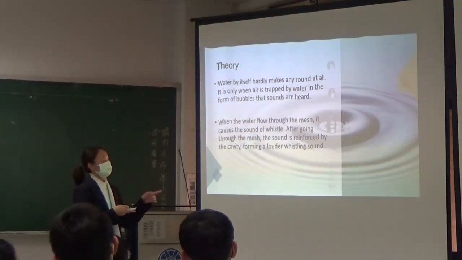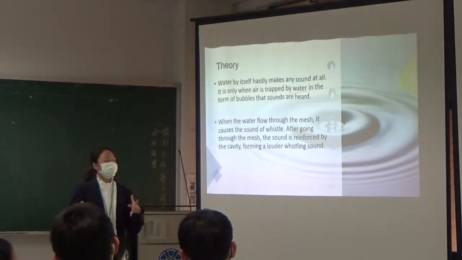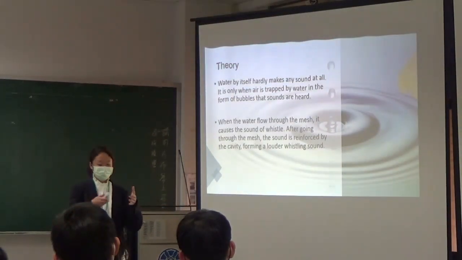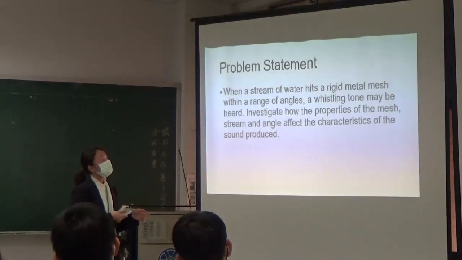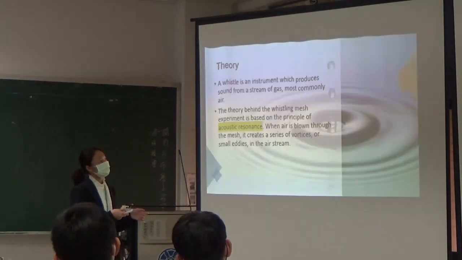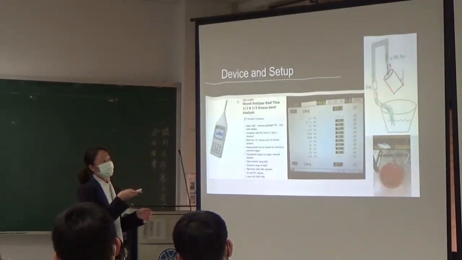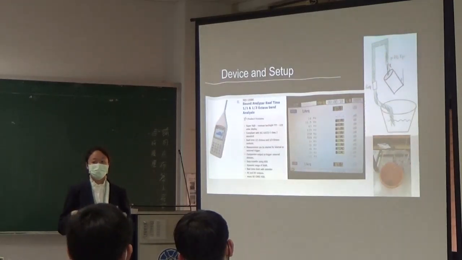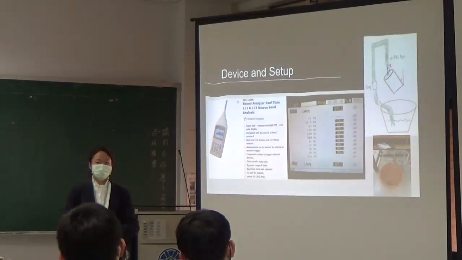I think that the water flow through the mesh can cause the whistling sound, but to make the sound louder, I think it's because of the cavity. The wall of the cavity will enforce the whistling sound. So to prevent the sound from differing, we use the same walls for mesh 1 and mesh 2.